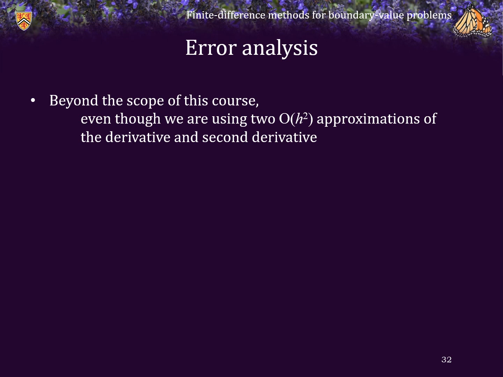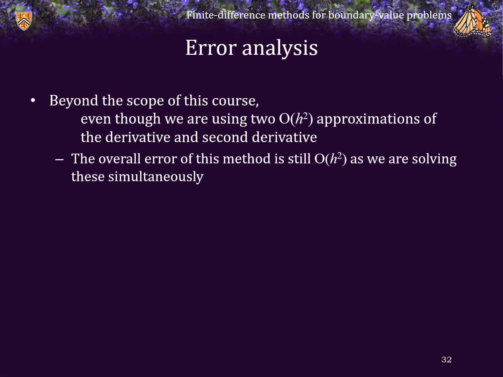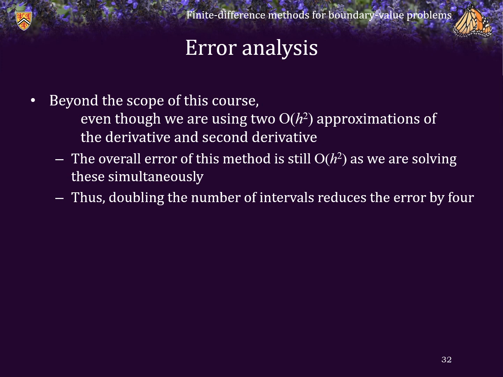Now, beyond the scope of this course, you may be thinking now, wait a second, we are using 2 order h squared approximations of the derivative and the second derivative. So when we were doing the composite trapezoidal rule or approximating solutions to initial value problems, if we started with an operation that was order h to the n, then repeated applications would result in an error that was of order h to the n minus 1. However, in this case, because we are solving all of these simultaneously and as each of the solutions depends on the others, the overall error of this method is still order h squared. Consequently, if we double the number of intervals, this is going to reduce the error by a factor of 4.